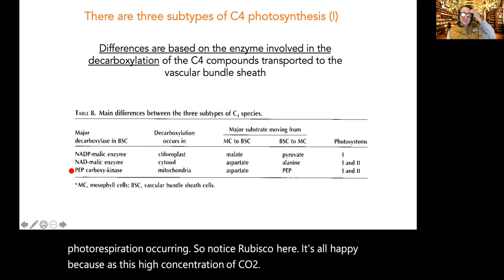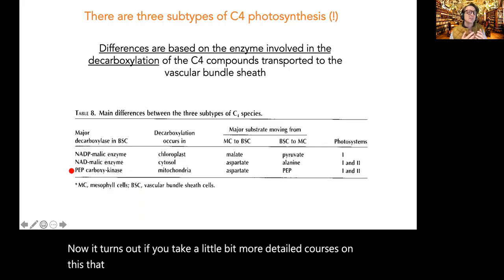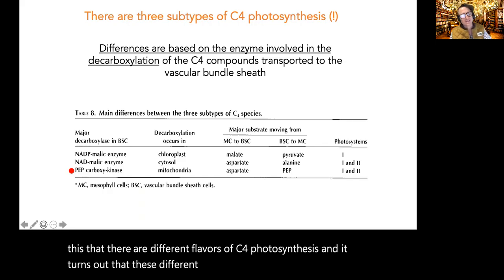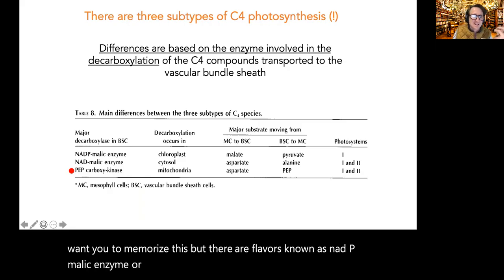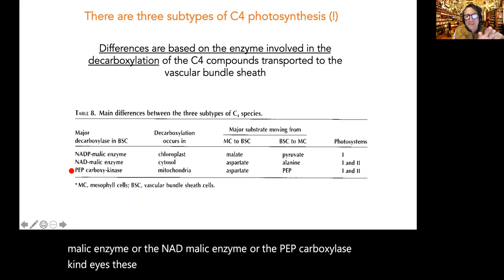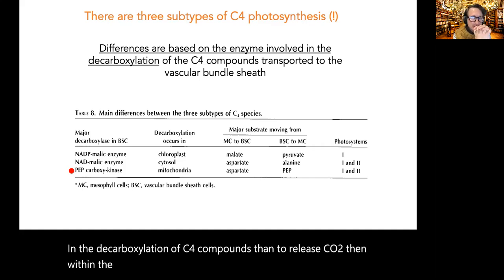Now, it turns out, if you take more detailed courses on this, there are different flavors of C4 photosynthesis. I don't want you to memorize this, but there are flavors known as NADP malic enzyme, NAD malic enzyme, or PEP carboxykinase. These reflect differences in the type of enzyme involved in the decarboxylation of C4 compounds to release CO2 within the vascular bundle sheath cell.